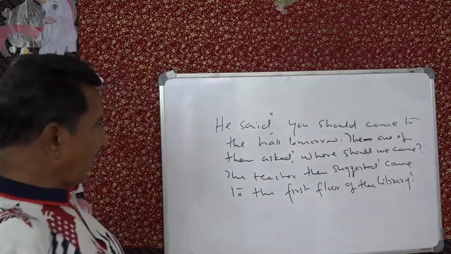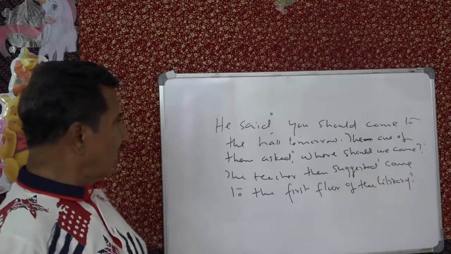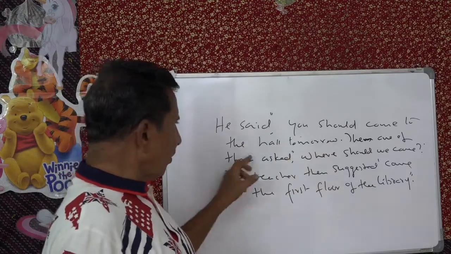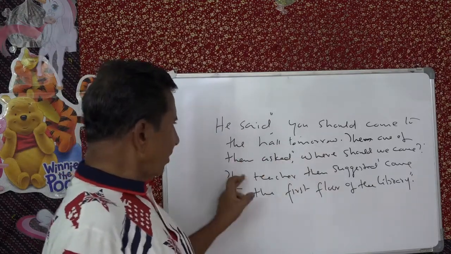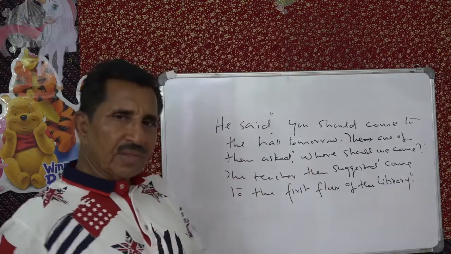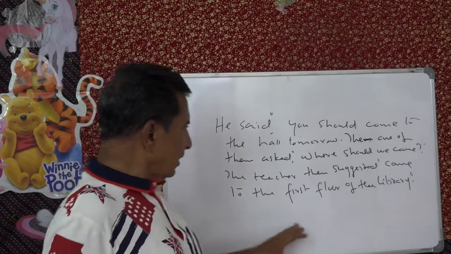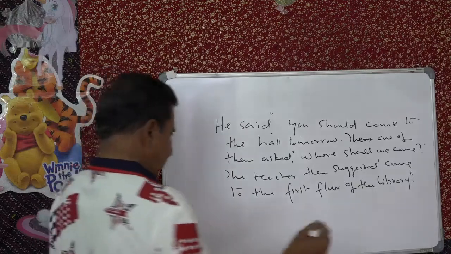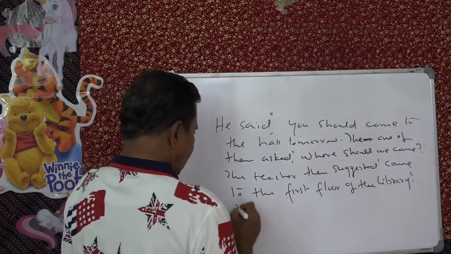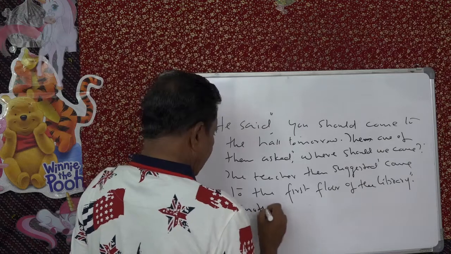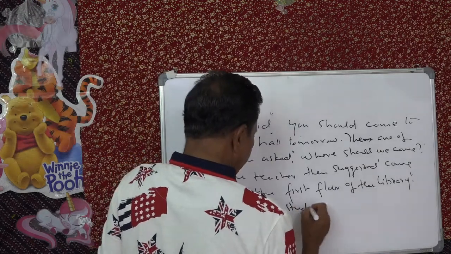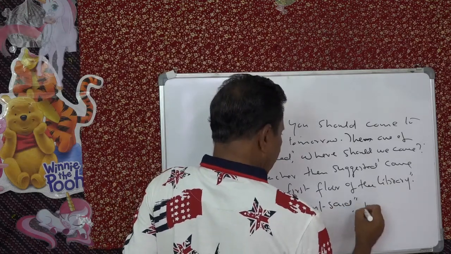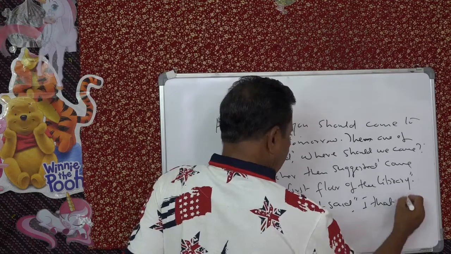So you have got three types of sentences here. He said, you should come to the hall tomorrow. Then one of them asked, where should we come? The teacher then suggested, come to the first floor of the library. Okay, one more sentence we learned. Then another student said, is that all right?